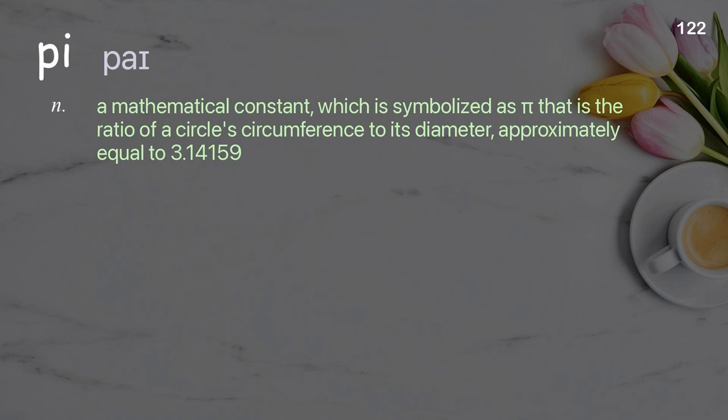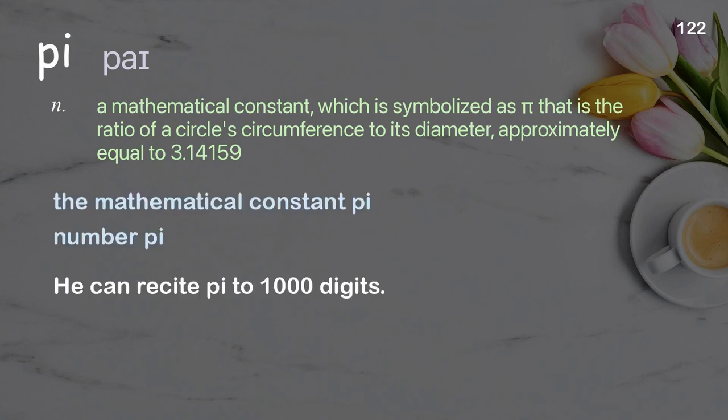Pi. A mathematical constant, which is symbolized as pi, that is the ratio of a circle's circumference to its diameter, approximately equal to 3.14159. Examples. The mathematical constant pi. Number pi. He can recite pi to 1,000 digits.